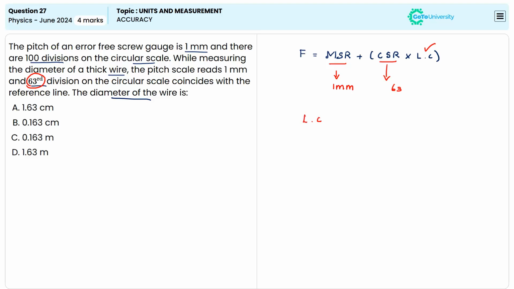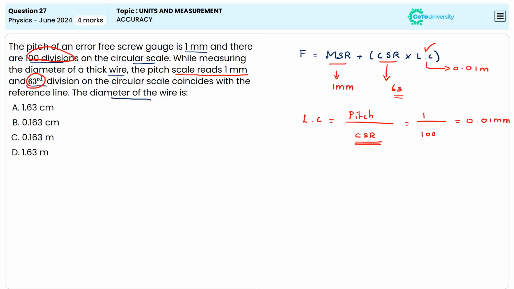So here we can calculate the value of least count by using the formula of pitch value divided by number of divisions on the circular scale. It's given that the pitch scale reads 1 mm in the question. So 1 divided by the number of circular scale divisions, which is given as 100 divisions in the question. So when we apply the values, it will be equal to 0.01 mm. So now we have the value of least count, 0.01 mm.